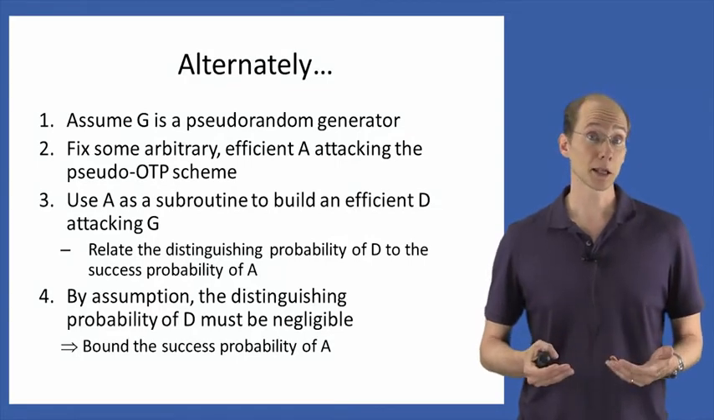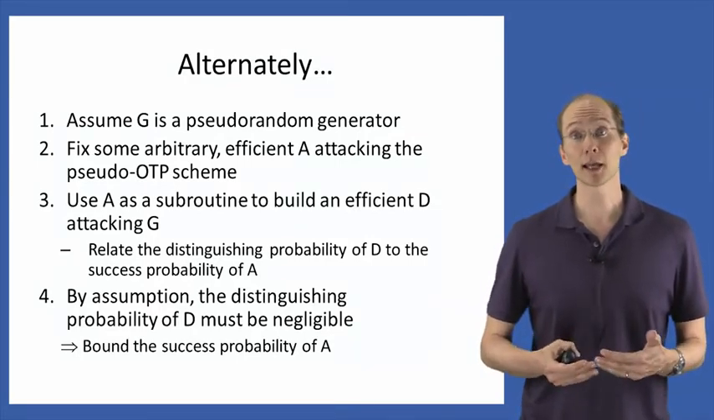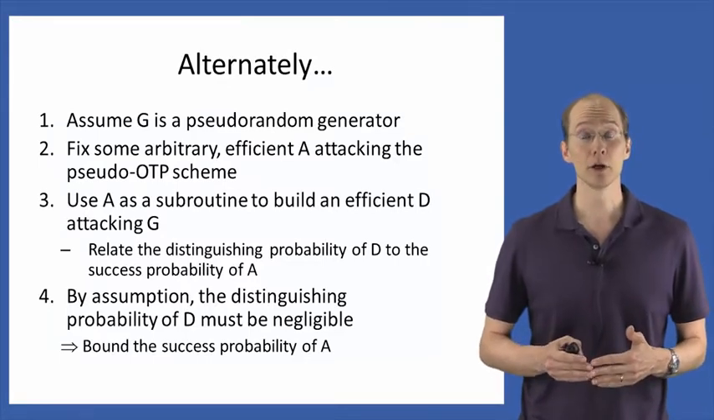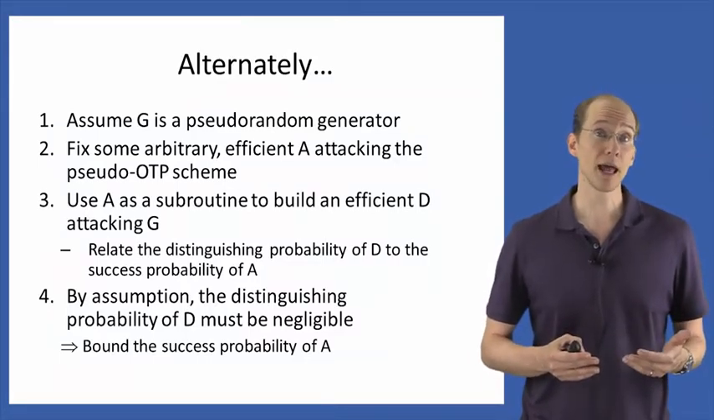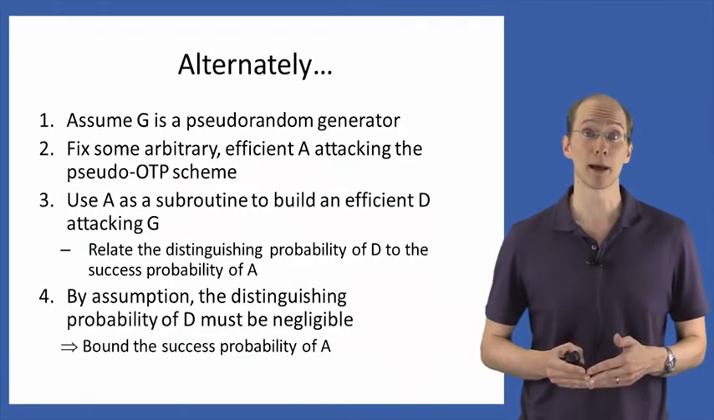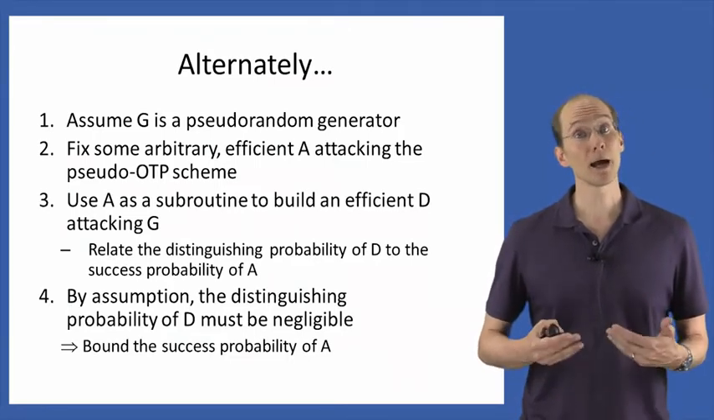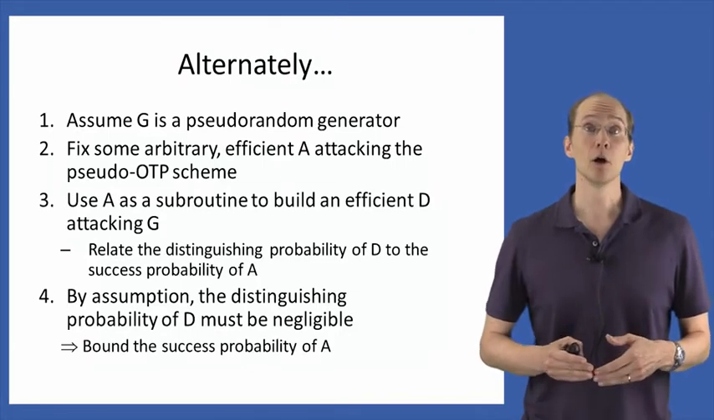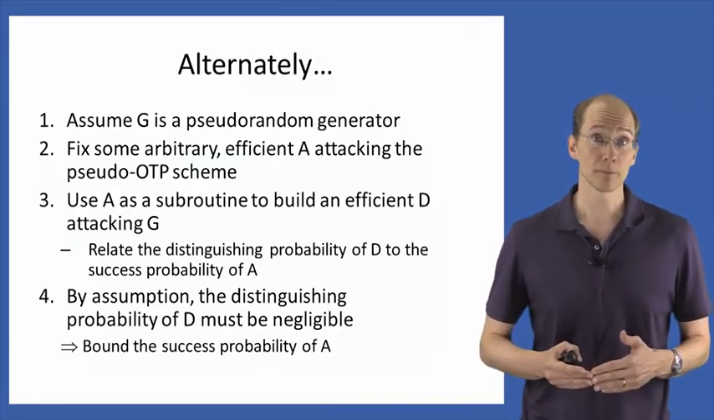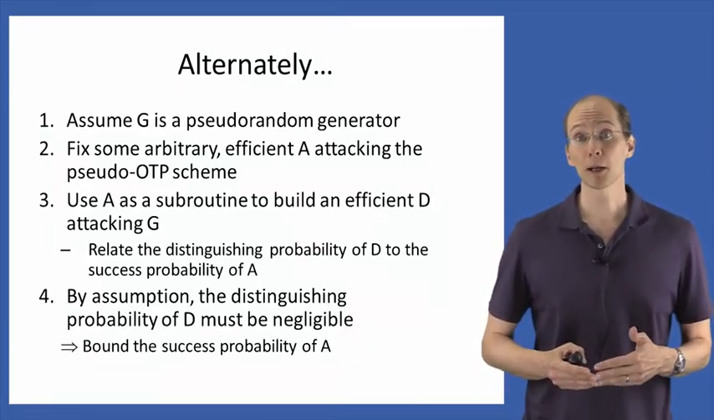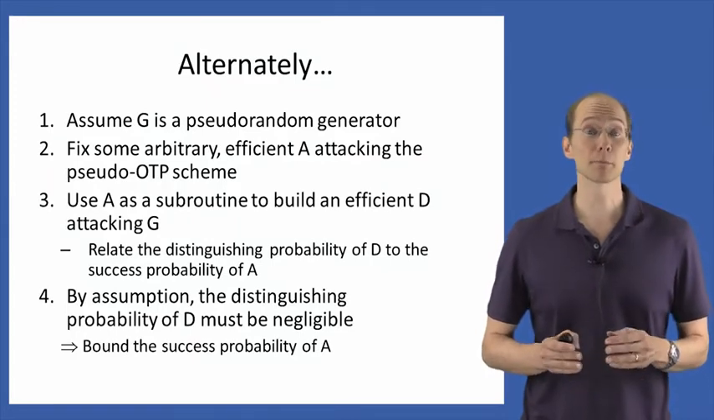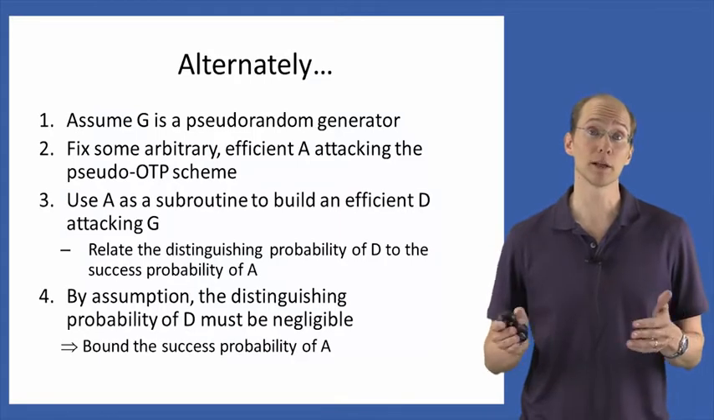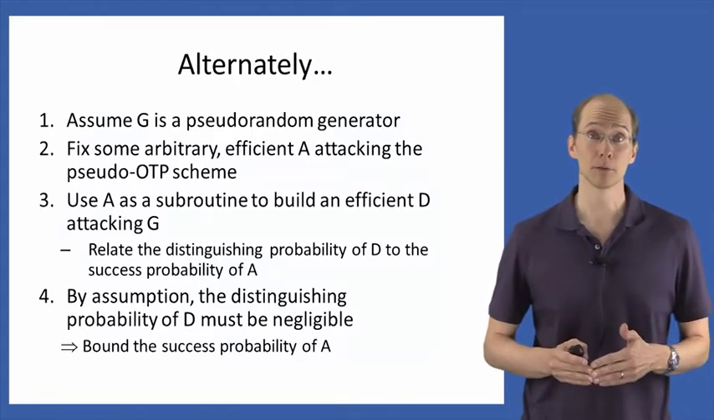And as before, we're going to relate the distinguishing probability of D in attacking the pseudorandom generator to the success probability of A in attacking the pseudo one-time pad scheme. By the assumption that G is a pseudorandom generator, and because D is an efficient algorithm, we know that the distinguishing probability of D must be negligible. The gap between the probabilities with which D outputs 1 in the two cases must be negligible.